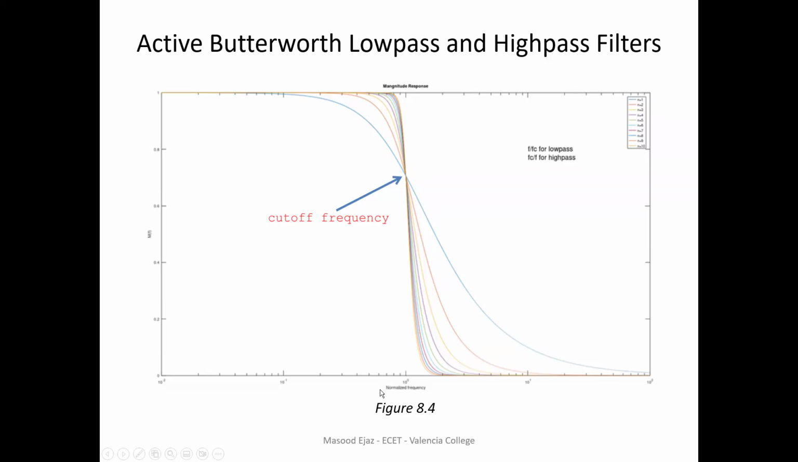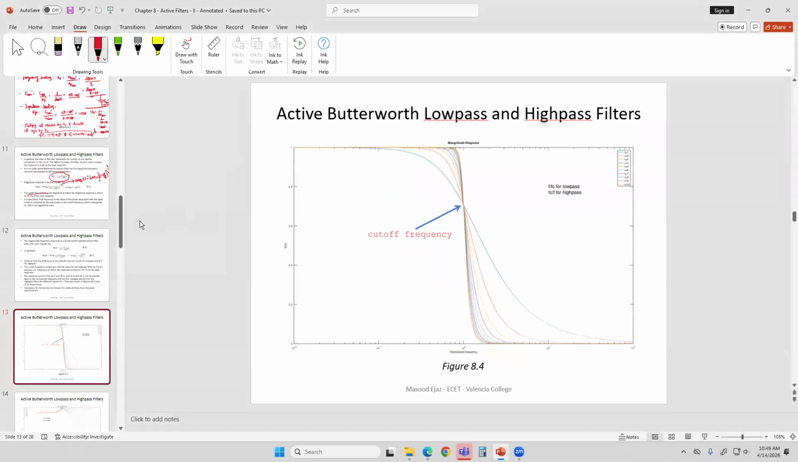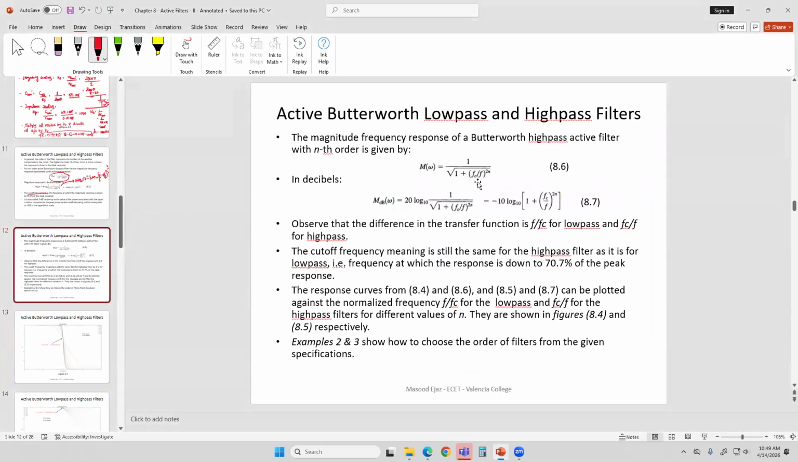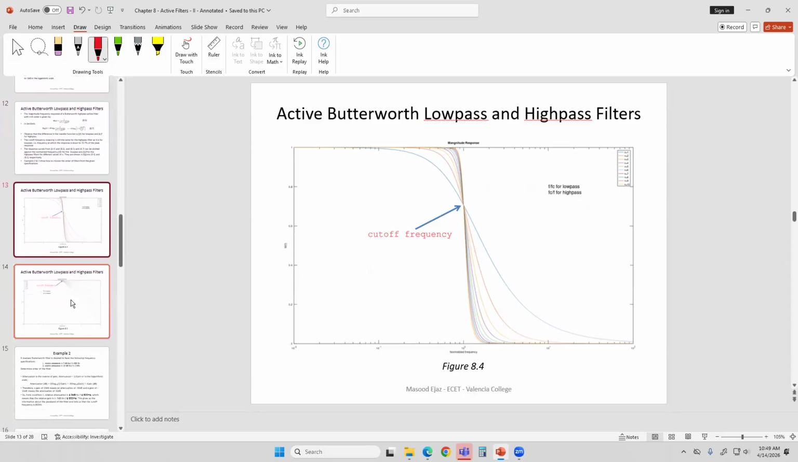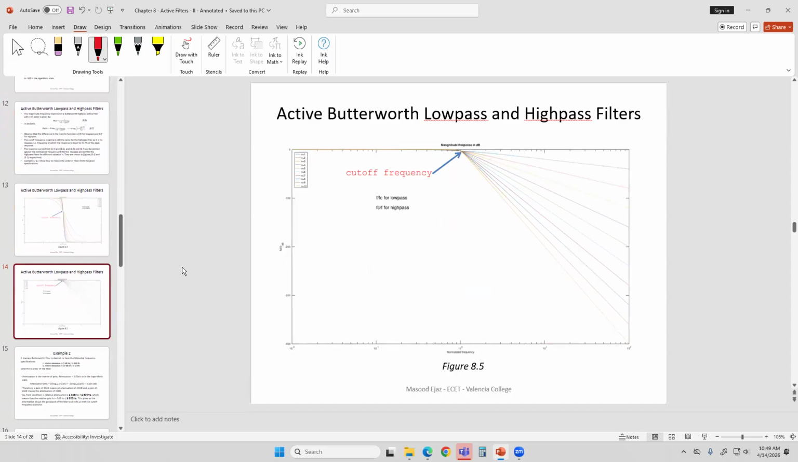The x-axis here is normalized frequency, just a variable x, where x is f over fc for low pass and fc over f for the high pass filter. So what you're plotting here is 1 over the square root of 1 plus x to the power 2n. You can plot the same in the decibel scale from the equations that we discussed, and in the decibel scale, the cutoff frequency is at negative 3 decibels.